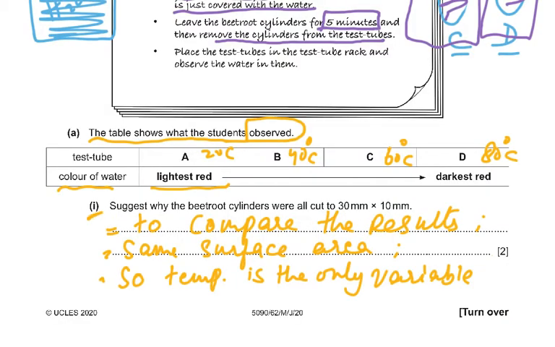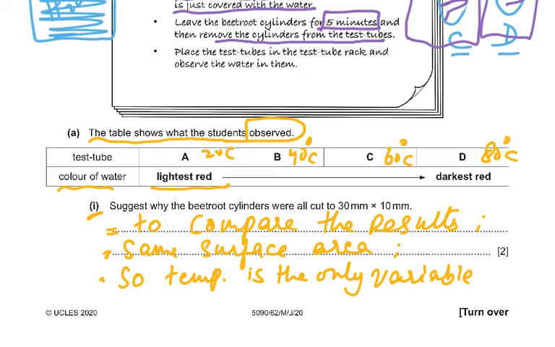Now coming back to part 1, suggest why the beetroot cylinders were all cut to 30 by 10 millimeter. Naturally we want to compare the results, so you can only change one variable. You were changing the temperatures, so the size of the beetroot strips should have been the same. If the size had also been different and the temperature had also been different, then of course you couldn't be studying the effect of temperature. Then you would say, okay, one is smaller, one is larger, so that would be different. If you wanted to compare the different sizes, then you would keep the temperature constant. But here, because we have changed the temperature, we are keeping the surface area constant.